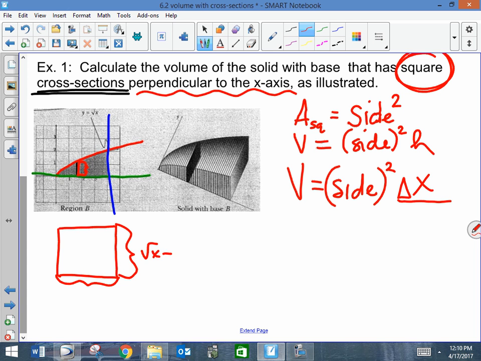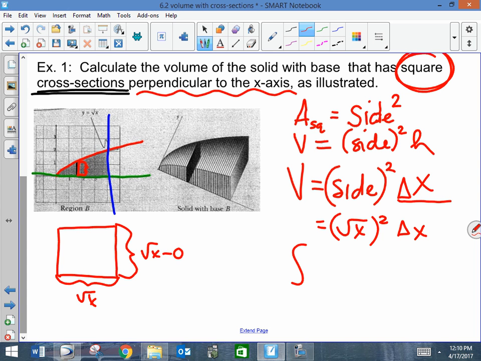Radical x minus 0. It's the same way we found the radius on the washers and the disc. Top minus bottom. So we take radical x and we square it, and change in x. Now we're ready for an integration because we're going to put all those squares together.